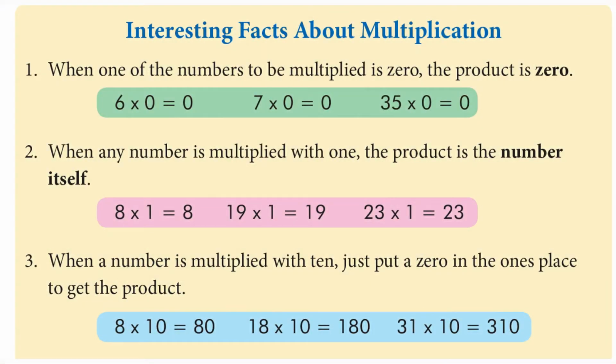Moving to the third interesting fact, when a number is multiplied with 10, just put a 0 in the ones place to get the product. I hope you remember the place value house. So in the place of ones, just put a 0 and you will get the answer.